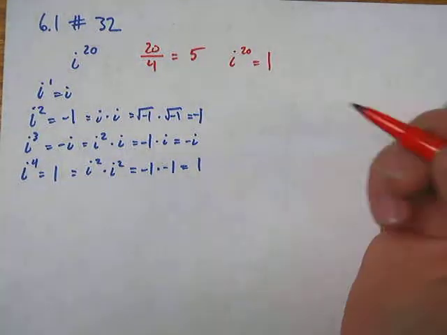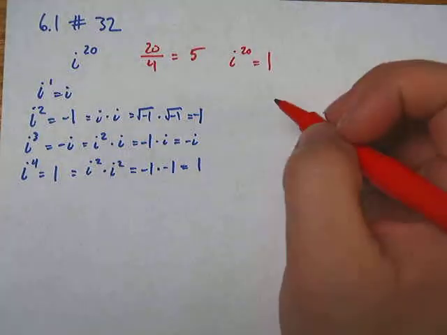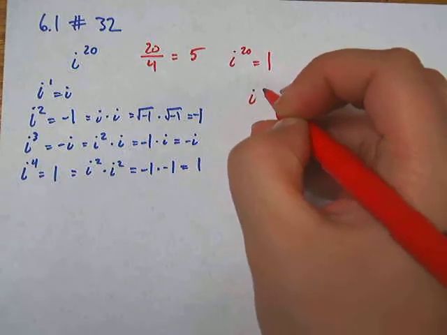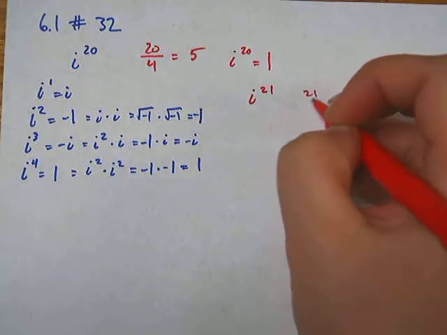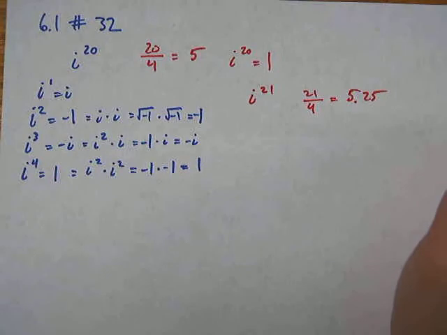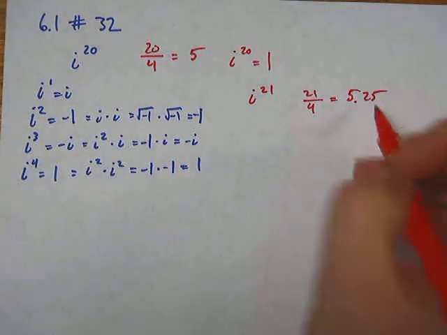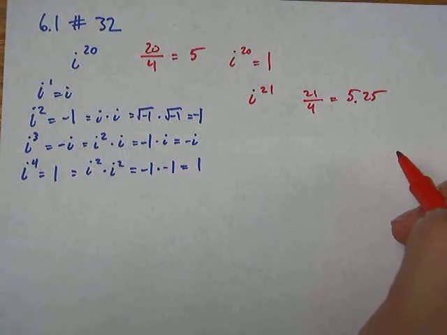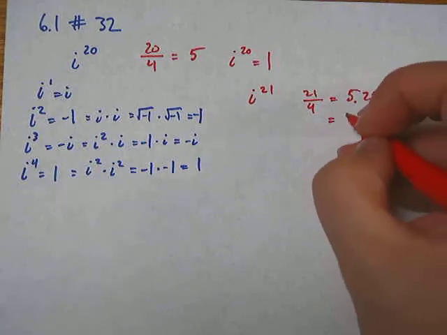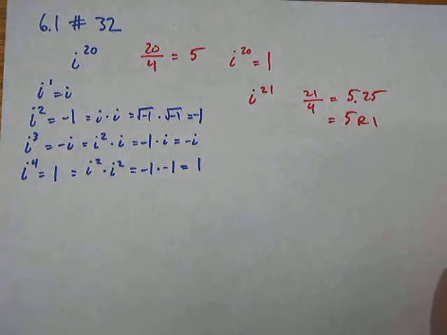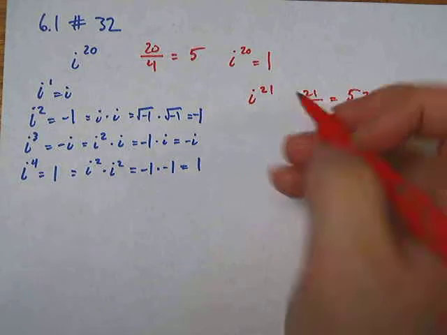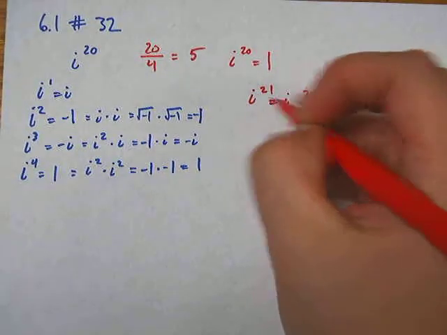If it was not divisible by 4, then we'd have to go through a different process here. So let's say we did i to the 21st. Well, 21 divided by 4 is 5.25. So if it's a 0.25 that's left on there, that means our remainder, so like if we were writing it like back in 3rd grade when we first learned division, we would write this as 5 remainder 1. And since our remainder is 1, it's going to be the same as i to the 1st power, which is i. So i to the 21st would be i.